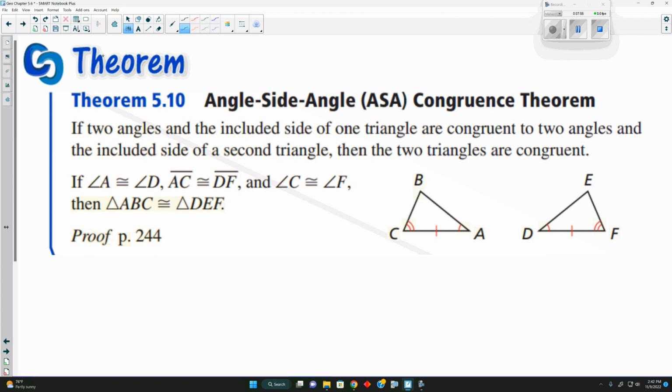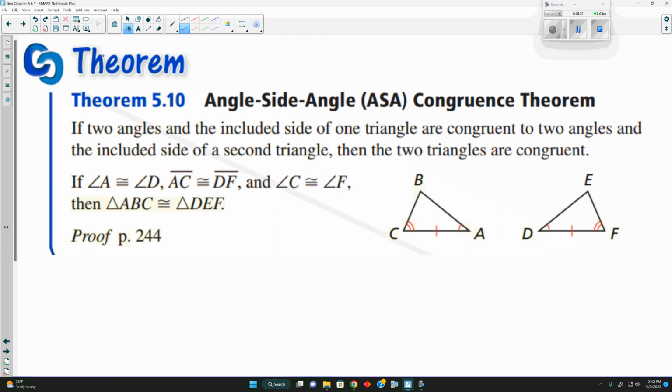If we have two angles and a set of congruent sides in the middle, then the two triangles are congruent. And here, the order of the sides doesn't really matter. The angles, as long as they're on either side of the side, that's fine. The ones that we do have to worry about are side, side, angle, and angle, angle, side.